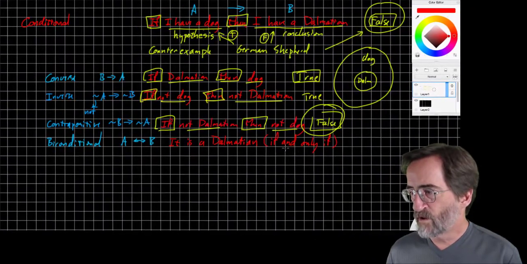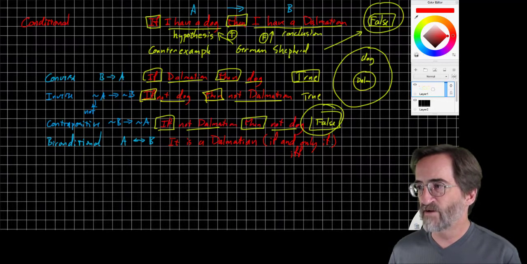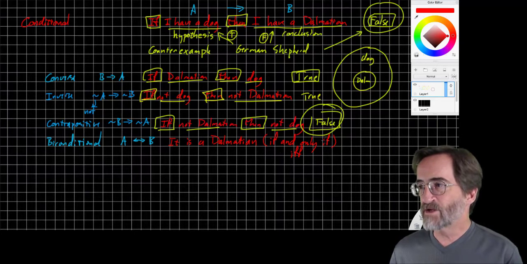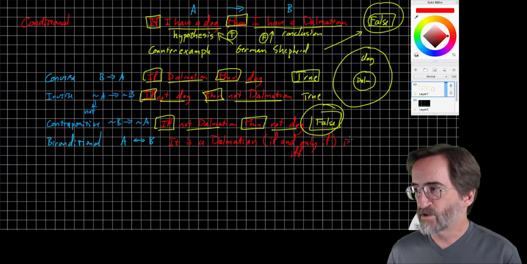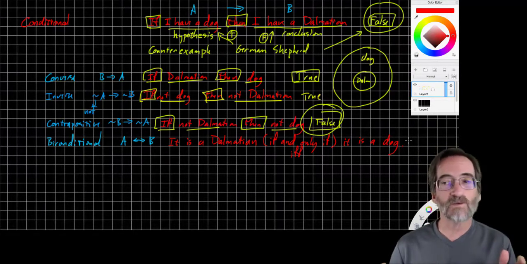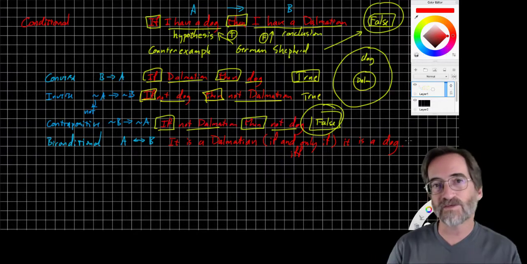If and only if, and in mathematical circles we often simplify that to IFF. So IFF stands for if and only if. It is a Dalmatian if and only if it is a dog. That is a way to write two statements in one. It's a Dalmatian if it's a dog. It's a dog if it's a Dalmatian.